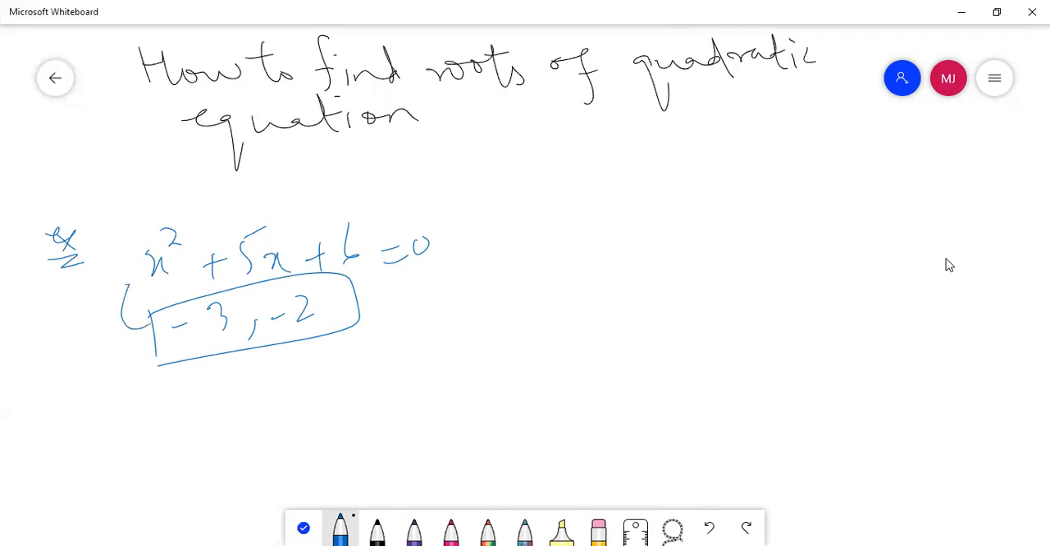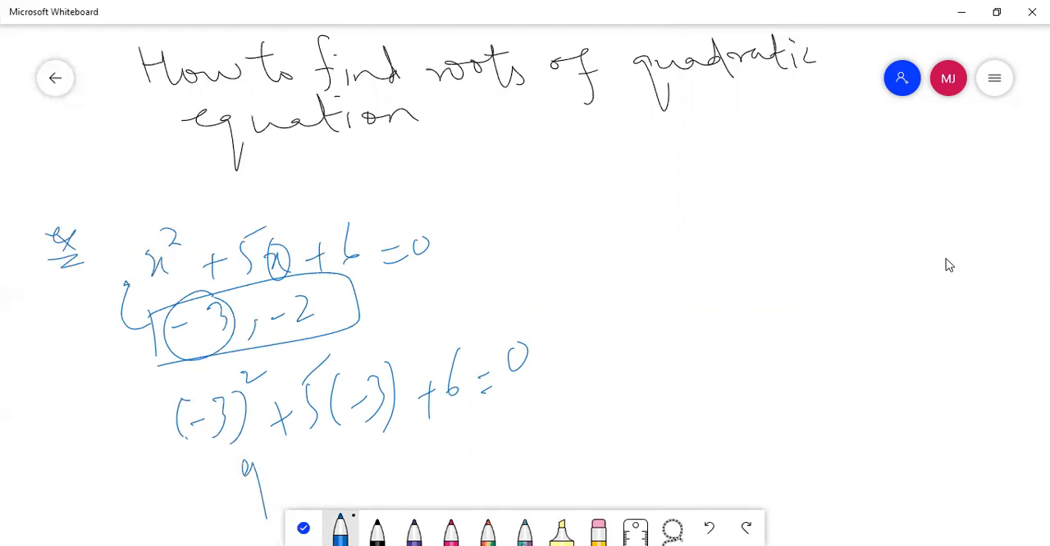If I put -3 in my original equation, what will it become? -3 is representing my value of x, so it will become (-3) square plus 5, here I will write minus 3 instead of x, plus 6 is equal to 0. Minus raised to power even number is always positive, so (-3) square is 9. Plus into minus, minus 5 3s are 15, plus 6 is equal to 0. 9 plus 6 is 15, 15 minus 15 is equal to 0, so 0 is equal to 0.